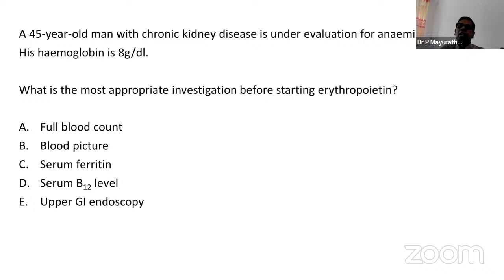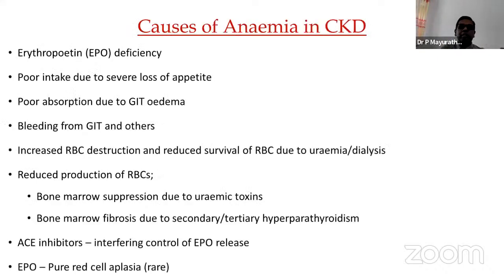You know that in CKD patients, we are giving weekly erythropoietin. So what could be the appropriate investigation before starting erythropoietin? So serum ferritin is the answer. We will discuss that. Even though erythropoietin deficiency is the common cause for anemia in CKD, we should think about other causes.